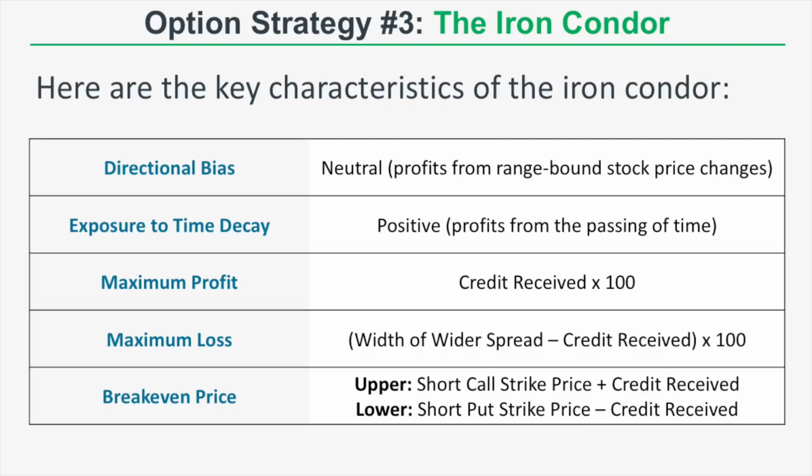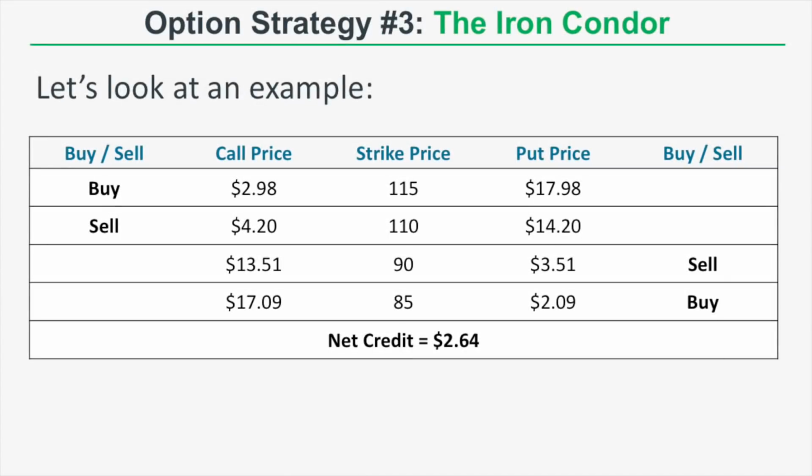So let's go ahead and take a look at an example of an Iron Condor. For this particular example, we are going to sell the 110-115 call credit spread, which means we're going to sell the 110 call and buy the 115 call. Now we're also going to sell the 90-85 put credit spread, which means we're going to sell the 90 put and buy the 85 put.